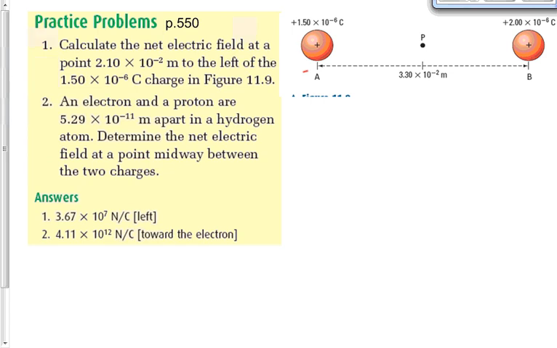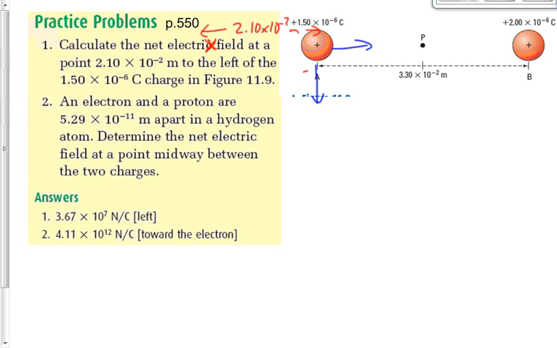All right, let's take a look at number 1 here. It says, calculate the net electric field at a point 2.10 times 10 to the negative 2 meters to the left of charge A. That's going to be a point over here somewhere. All right. Both of these charges cause electric fields. And both of these charges, being positive, cause electric fields that point away from the producers.